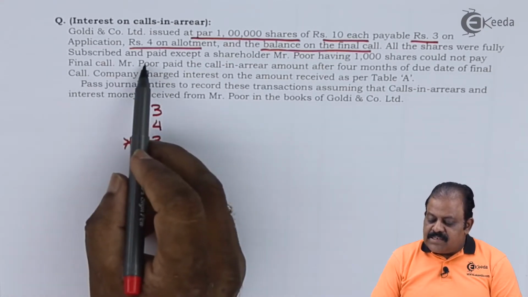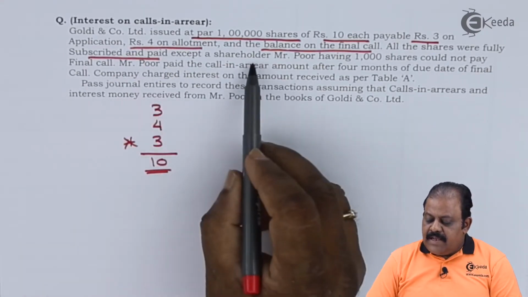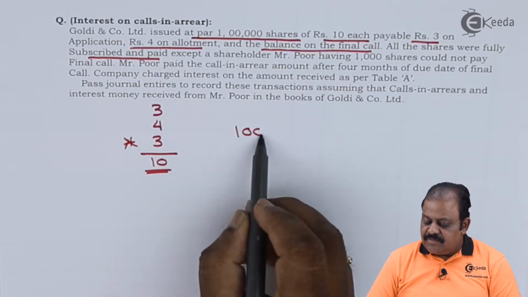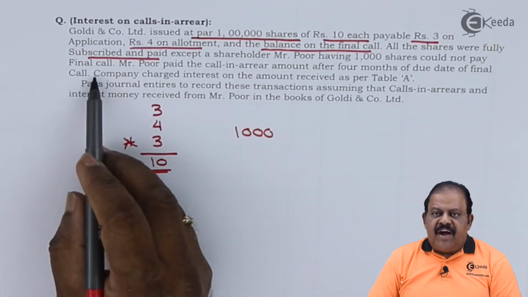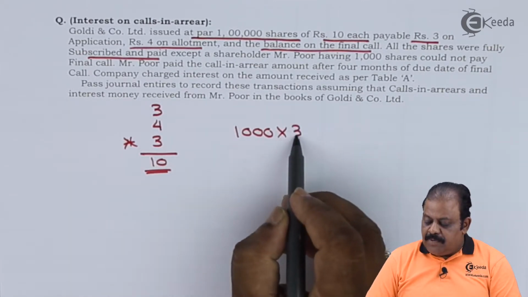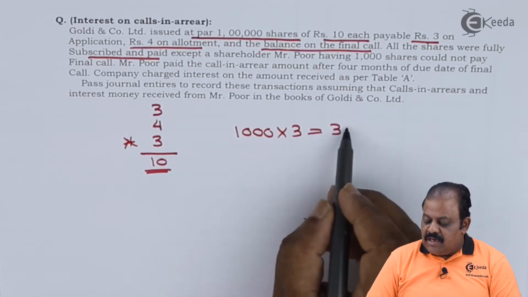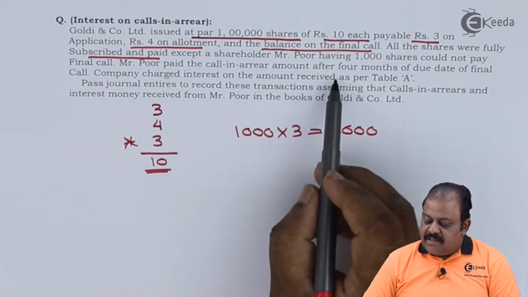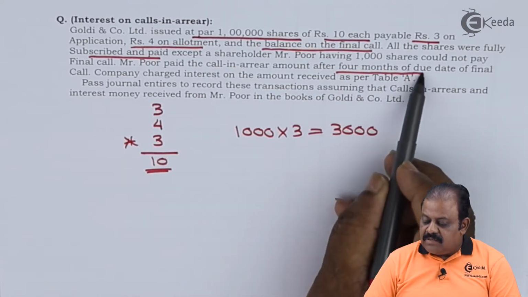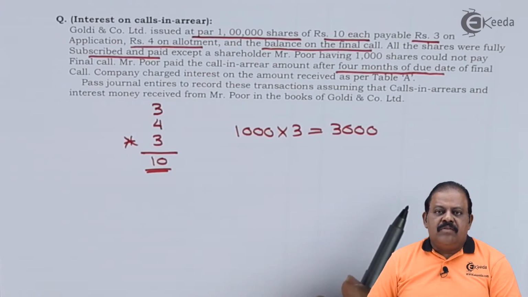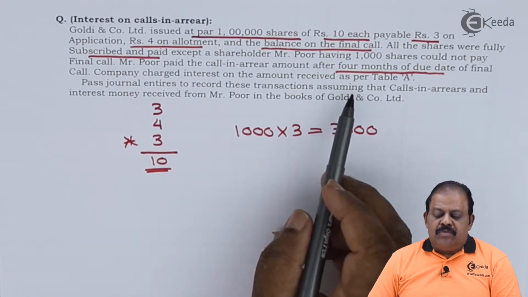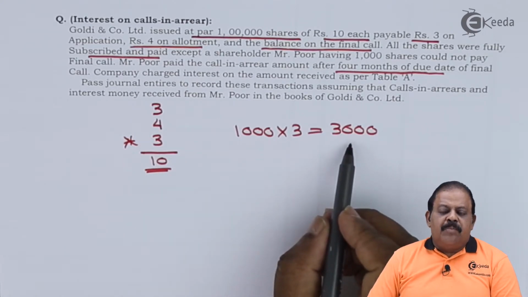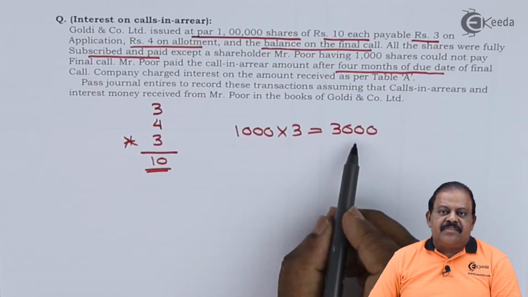All the shares were fully subscribed and paid, except a shareholder, Mr. Poor, having 1,000 shares, could not pay the final call, that is 3 rupees per share, that is 3,000. Mr. Poor paid calls in arrears after 4 months of the due date of the final call. So he has subsequently paid the amount after 4 months, and we are required to charge interest for 4 months on this amount of calls in arrears.